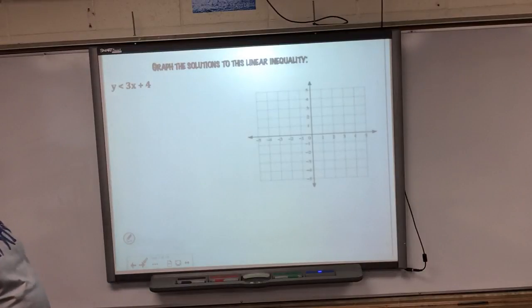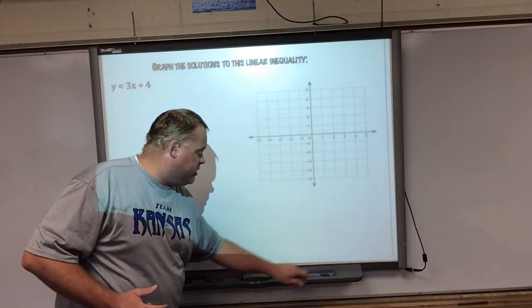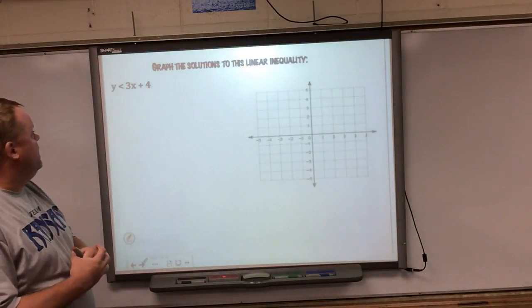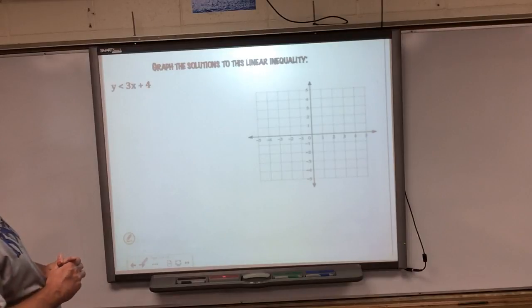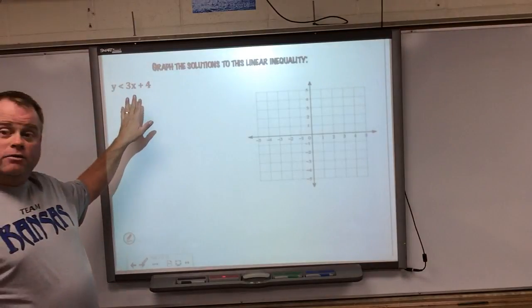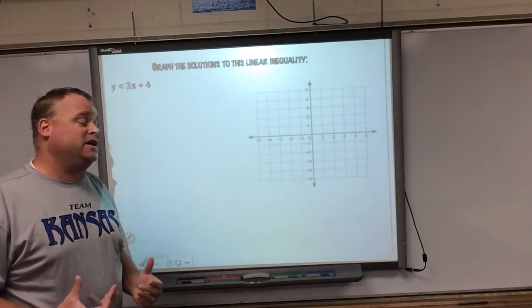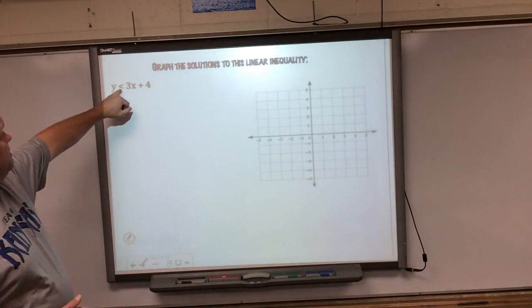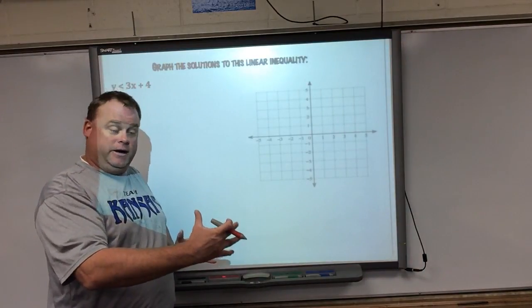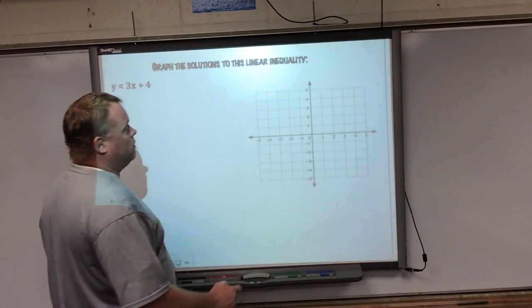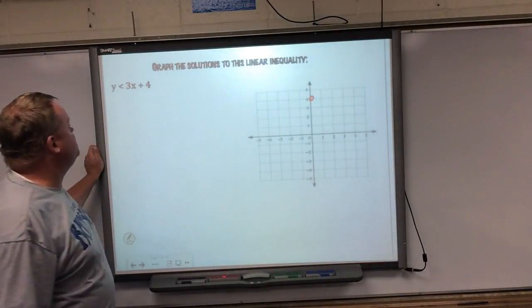The next one, it says graph the solutions to this inequality. Well, basically, I want to graph this inequality. And I see y is less than 3x plus 4. I know this is in y equals mx plus b form, or slope-intercept form, so it means I can graph it automatically. I know it's a less than, so I'm going to have an open circle and a dashed line. Okay? And it's at 4, so I'm going to put an open circle.